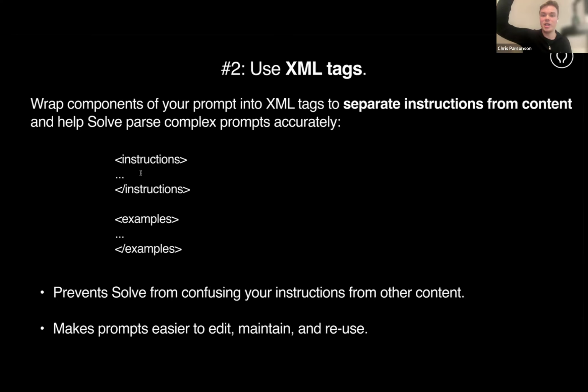So if you imagine you had a set of instructions you're giving the AI, and then a set of examples you wanted to paste into the prompt of what a good output looks like, it's very helpful to open the XML tag, paste in your instructions, and close the XML tag. Likewise with the examples. That makes it much easier for the AI to understand what you're talking about, and it prevents the AI getting confused between your instructions and different parts of the content.